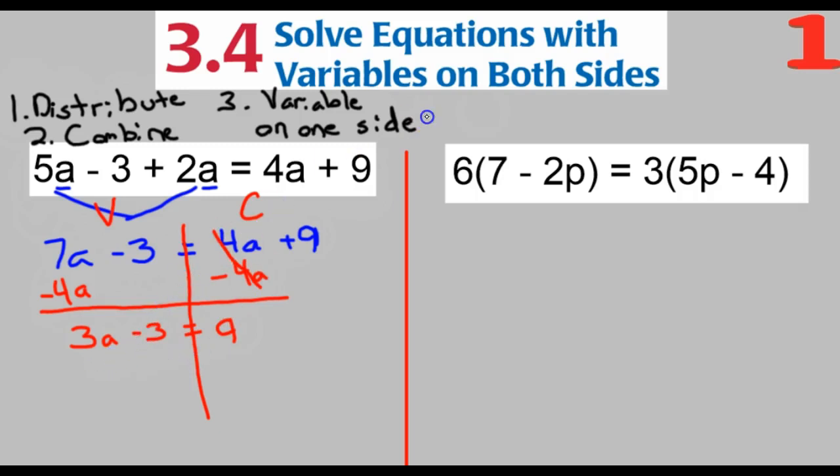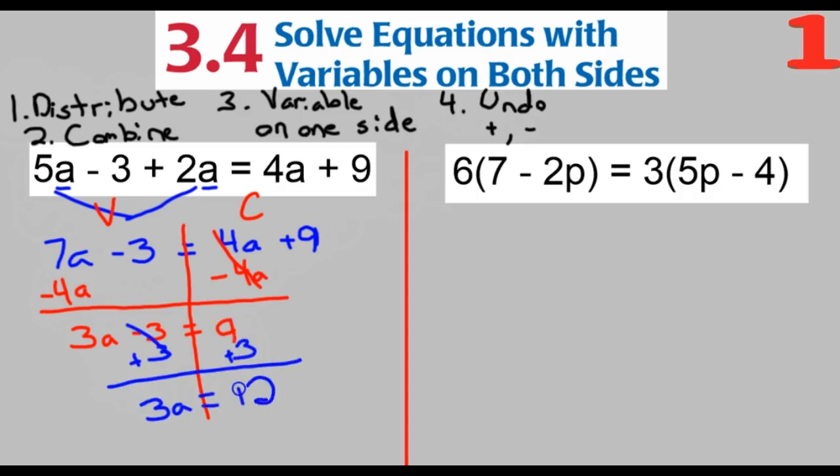Now, I'm going to do my fourth step, which is to undo, or do the opposite of addition and subtraction. I have a subtraction sign, so I can undo that by adding 3 to both sides. So I get 3A, those cancel out, equals 9 plus 3, which is 12.